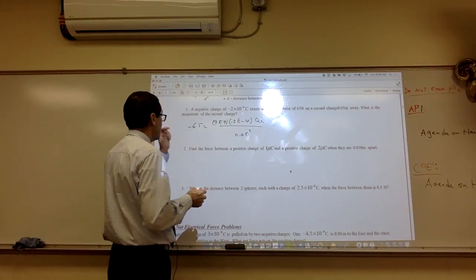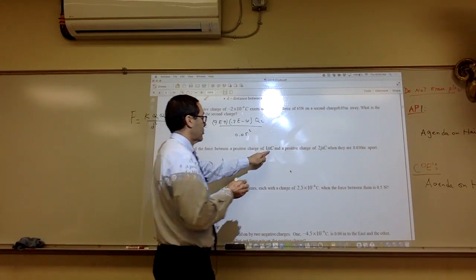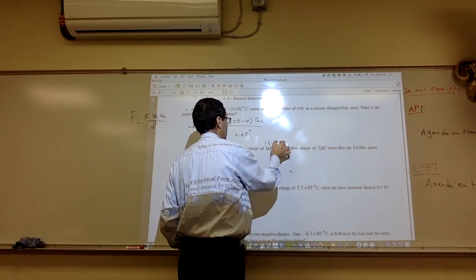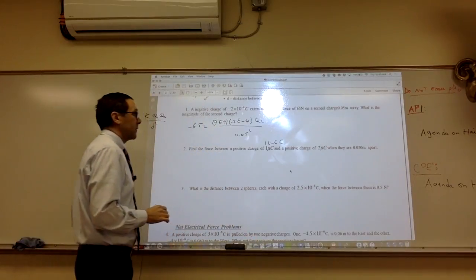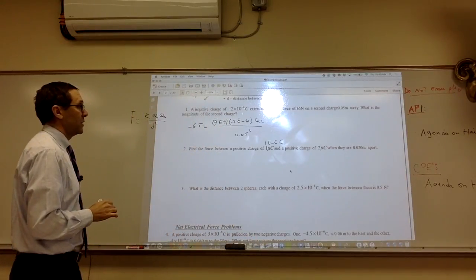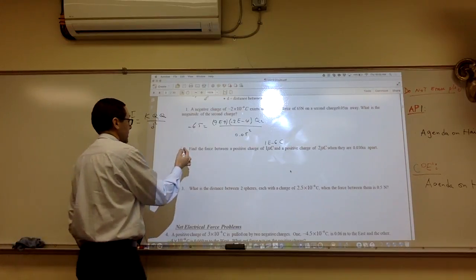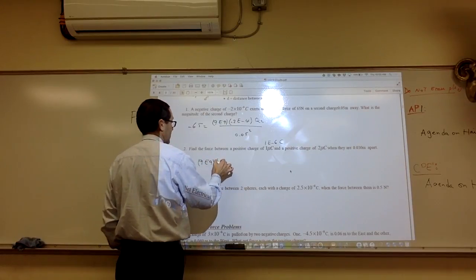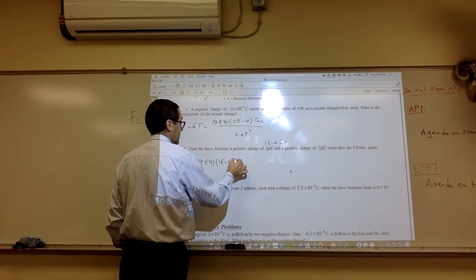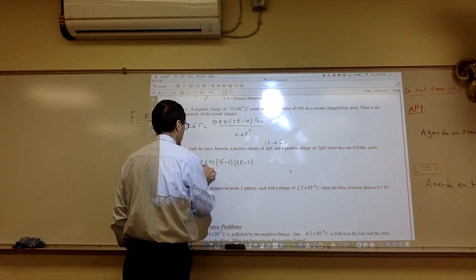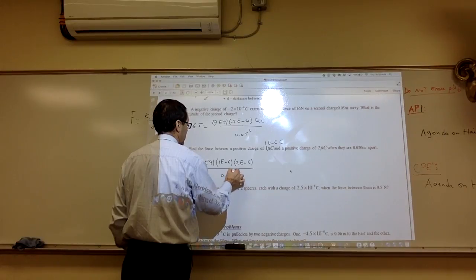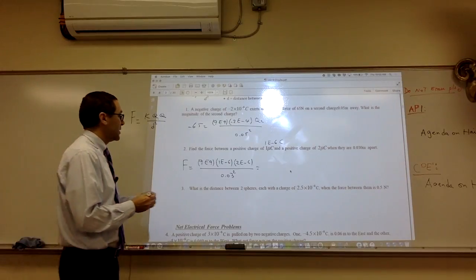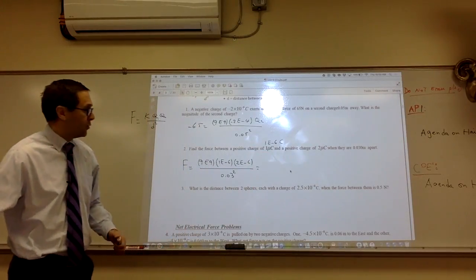For number 2, find the force between a positive charge of 1 microcoulomb. Now, a micro is 10 to the -6 coulomb, so this is 1 times 10 to the -6 coulomb, and a positive charge of 2 microcoulombs when they are 0.03 meters apart. So again, you just use the formula. 9 e to the 9, 1 times 10 to the -6, 2 times 10 to the -6 over 0.03 squared, and the answer should be exactly 20 newtons. So just pay attention to when it says micro or nano or milli.